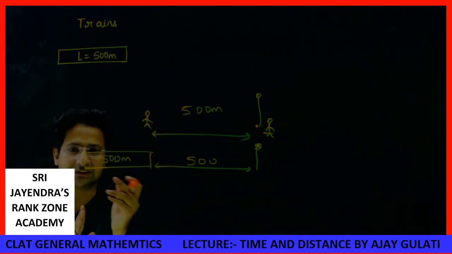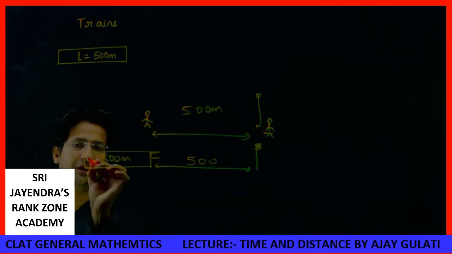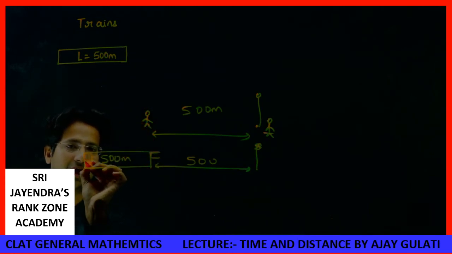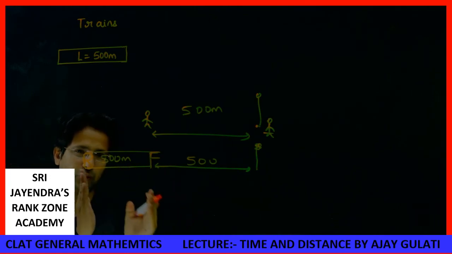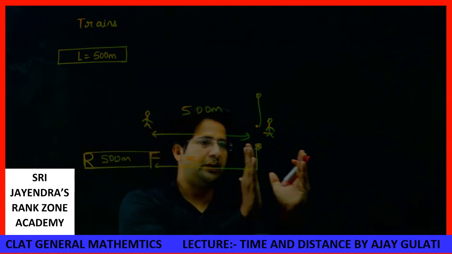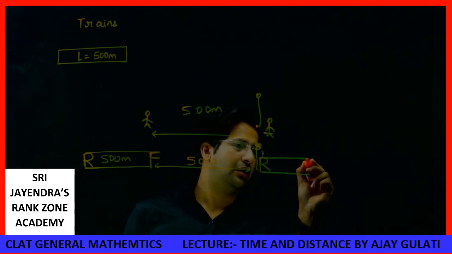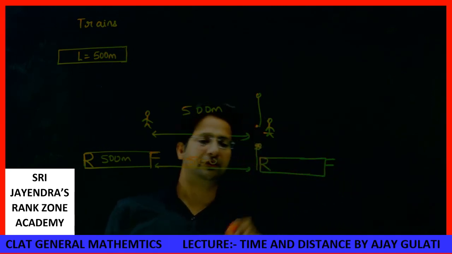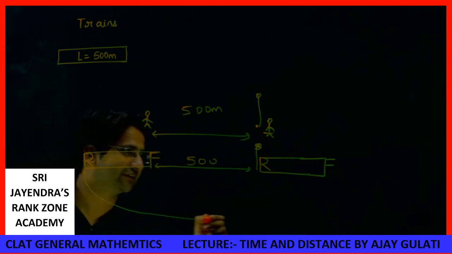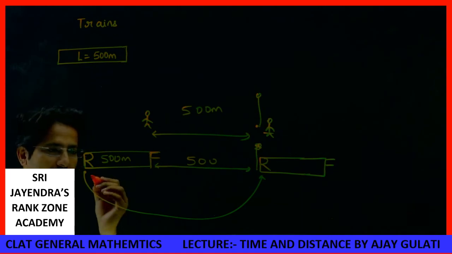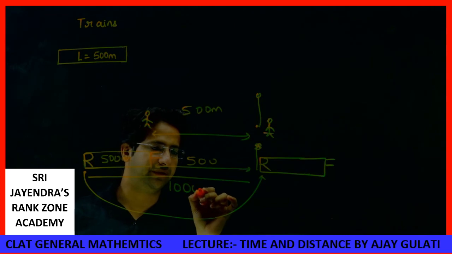So what does the word crossing mean? Let's say this is the front end of the train. F means front end. Let's say this is the rear end of the train. R means rear end. So when the train crosses this pole, this entire thing comes over here. That is, the rear end of the train comes over here and the front end of the train reaches here. So if I consider this particular point, how much distance has this point moved? This point has covered this 500 meter and this 500 meter, that is 1000 meter.